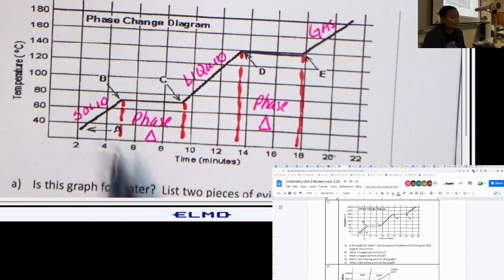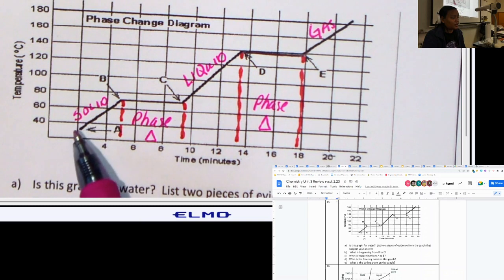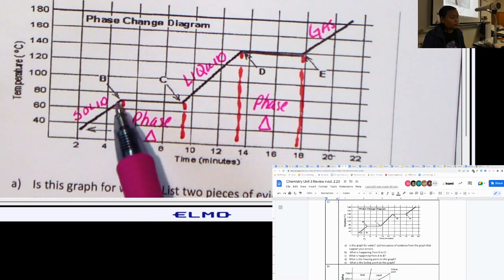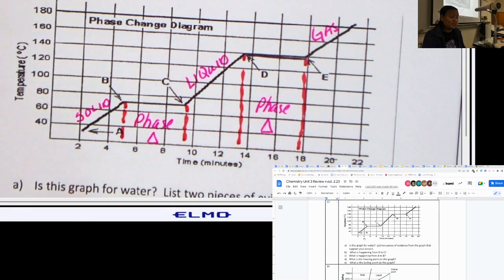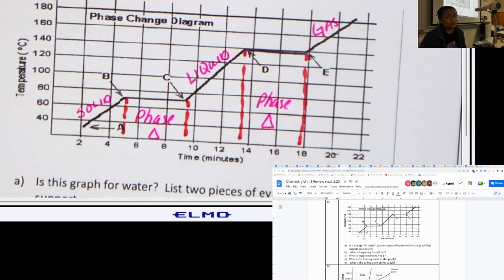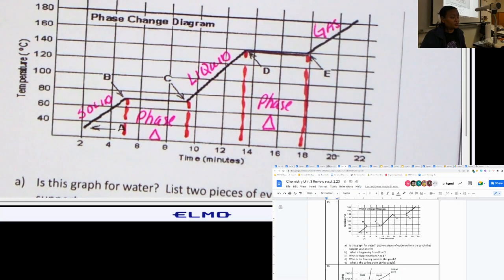And then from A to B, what's happening here? The line is going up. To go from A to B, what's happening? Good. The temperature is increasing. Temperature is going up. It's still solid. We haven't changed phase, but the temperature is going up.